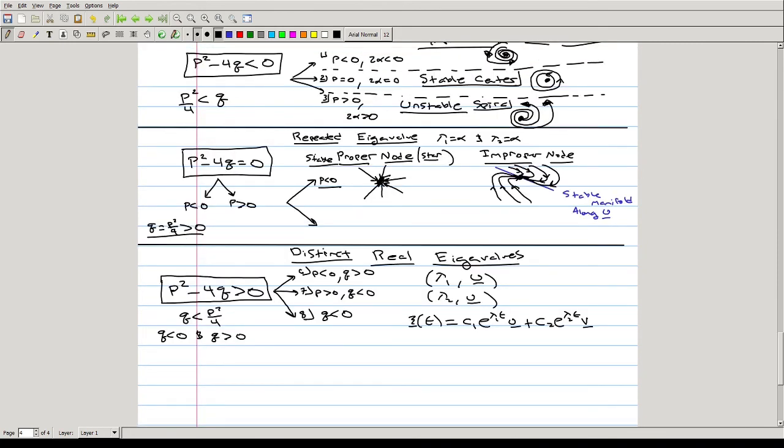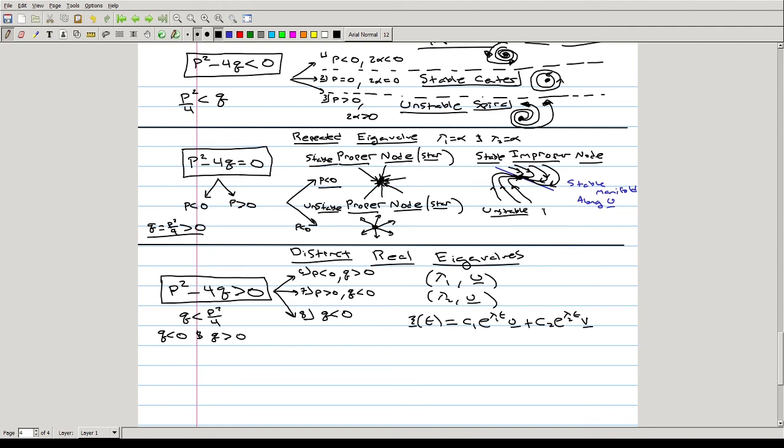And likewise, if we have stable proper nodes and stable improper nodes, we also have unstable proper nodes and improper nodes as well. These are pictures that look essentially the same, but are moving away from the equilibrium point.